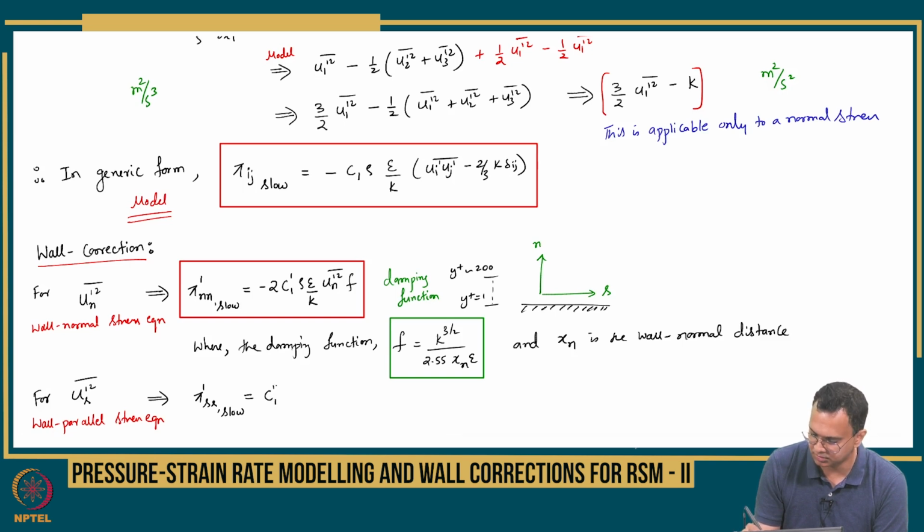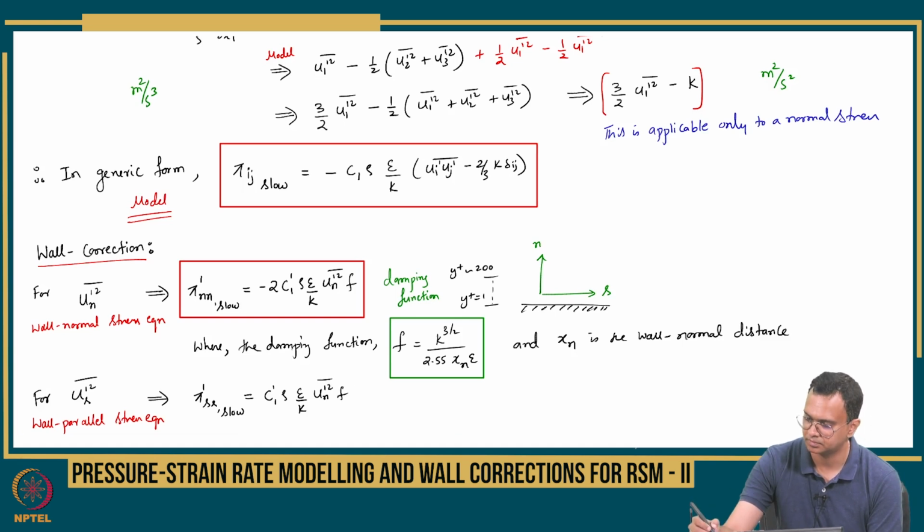Just assume you have 3 kids at home, one the big kid, you are taking away some food from that guy and giving to 2 small children. That is what is happening here. C1 prime rho epsilon by k un prime square f, one part each.